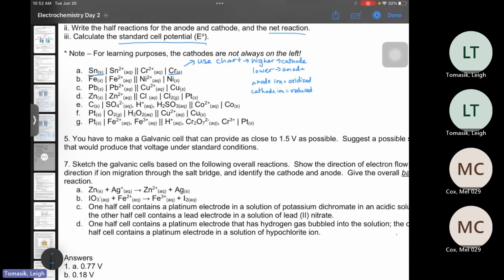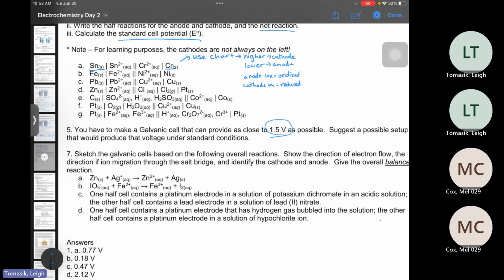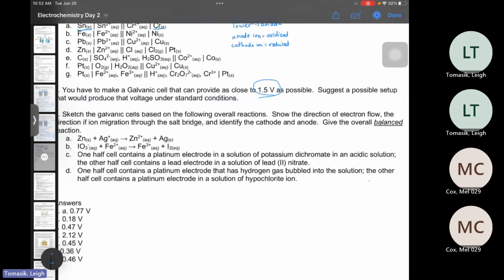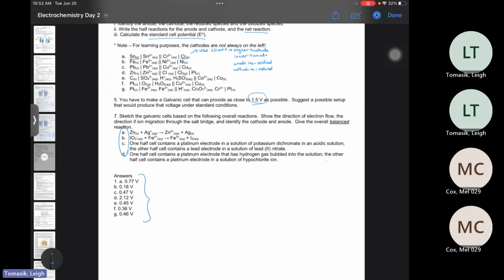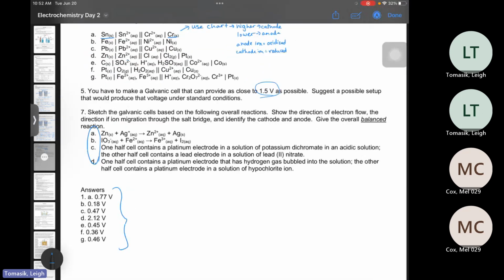It says you have to make a galvanic cell that can provide as close to 1.5 volts as possible. So find some combination of anode and cathode that when you do the standard cell potential, you would get close to 1.5 volts. And then it says sketch the galvanic cells based on the following overall reactions. Show the direction of electron flow, the direction of ion migration through the salt bridge, and identify the anode and the cathode. Give the overall balanced reaction. Right? So it gives you 4 situations there. The answers for question 1, the voltages for the cell potentials, are here, and so that's for you to practice on.